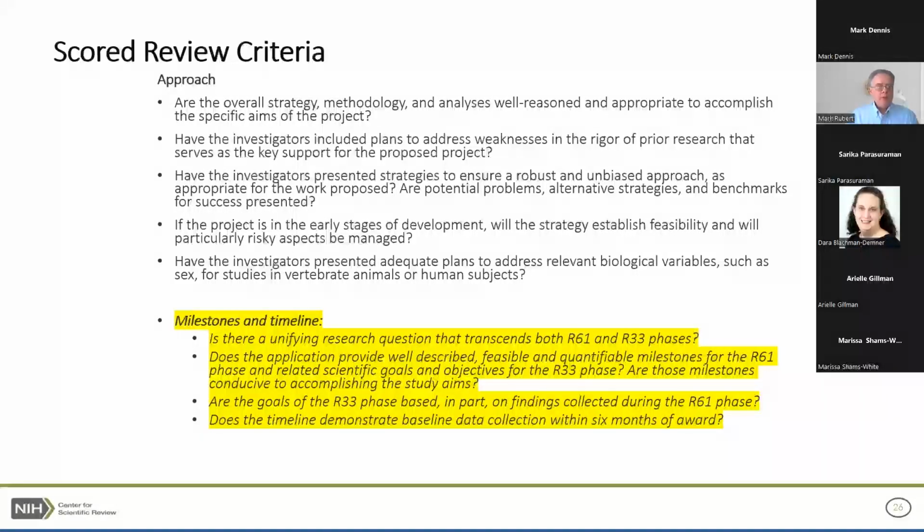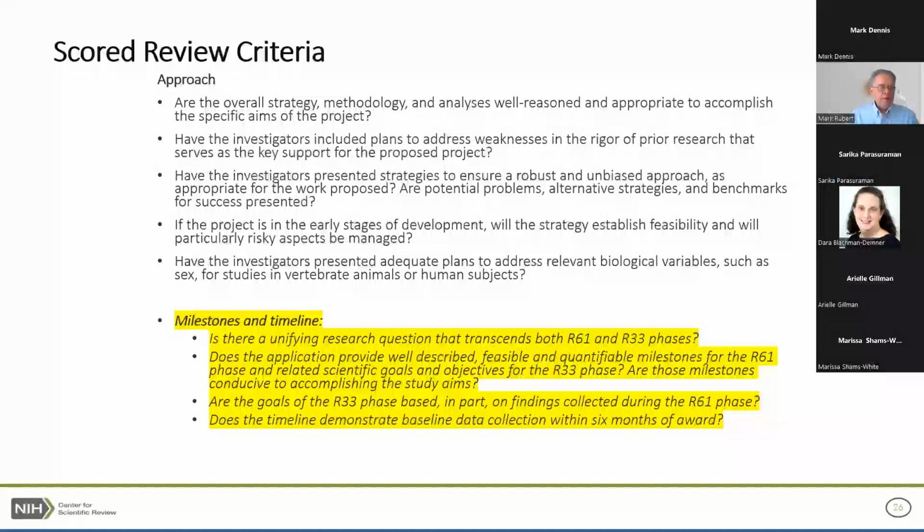The approach will be as usual for an R01, and we are looking, of course, at strategy, methodology, and analyses. We look at the approach in great detail, and while some of the early stage studies in the R61 will have to look at feasibility and acceptability, I'm sure, of those studies. And of course, if you have vertebrate animals or human subjects, you must address relevant biological variables such as sex.